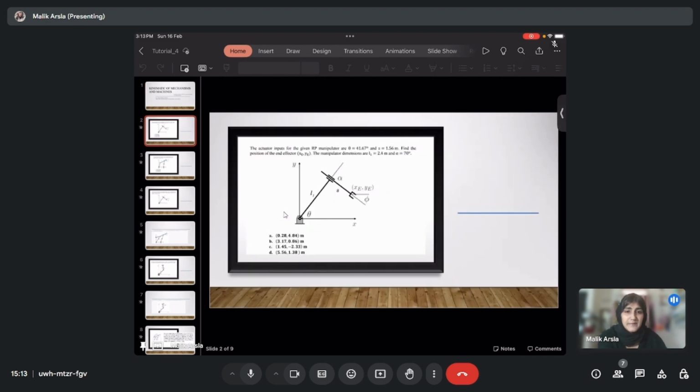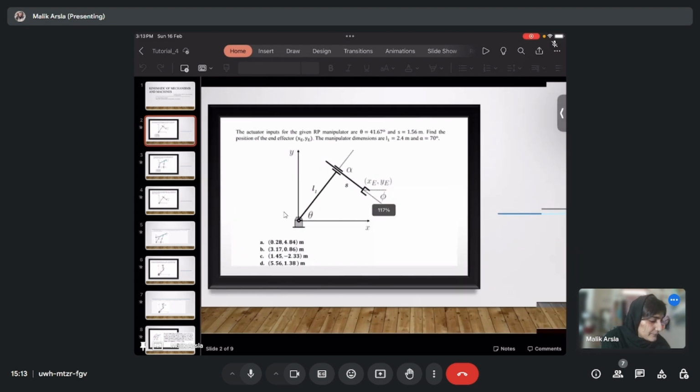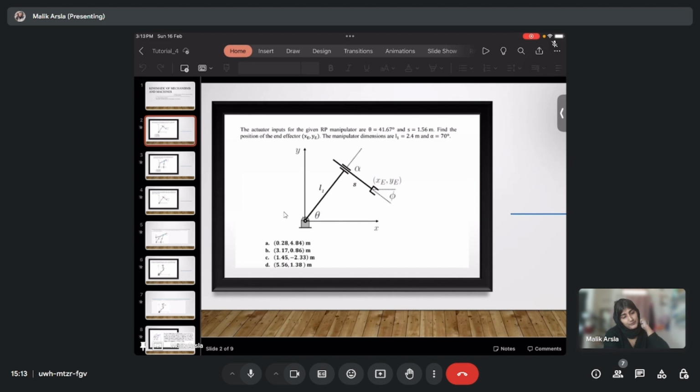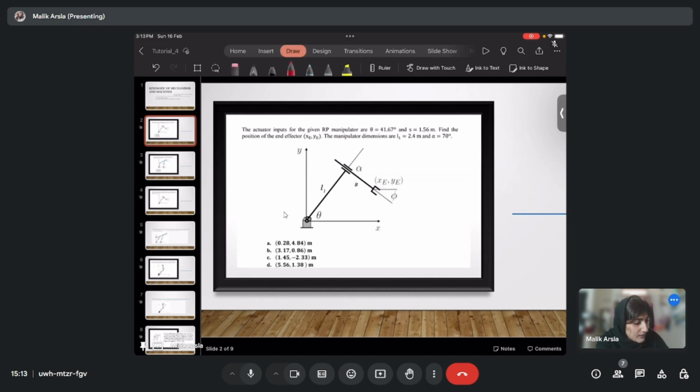So is my screen visible? Yeah. yeah. Yes, ma'am. Okay, so the first problem is that you have been given a RP manipulator. Okay, RP, why RP? Because this here is an R pair and this is a prismatic pair, right? So this is a RP manipulator.